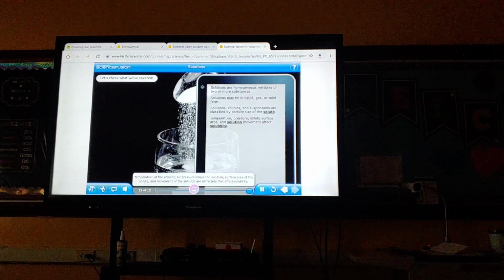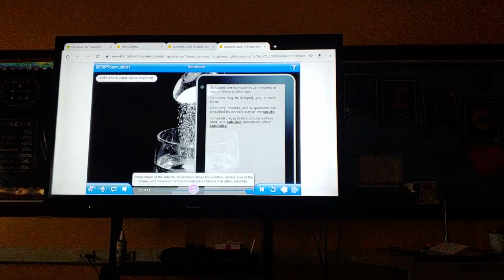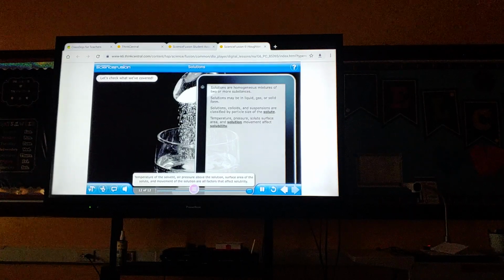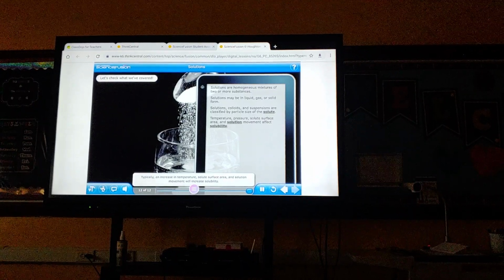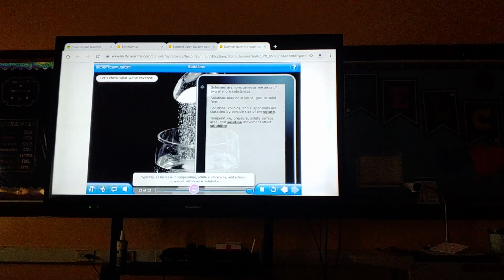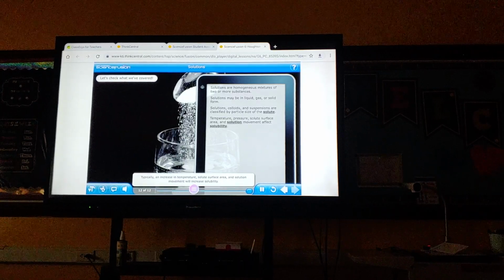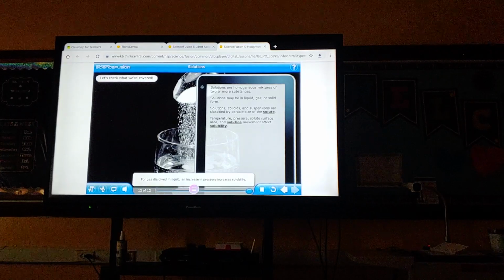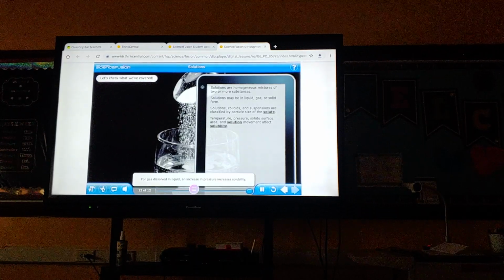Temperature of the solvent, air pressure above the solution, surface area of the solute, and movement of the solution are all factors that affect solubility. Typically, an increase in temperature, solute surface area, and solution movement will increase solubility. For gas dissolved in liquid, an increase in pressure increases solubility.